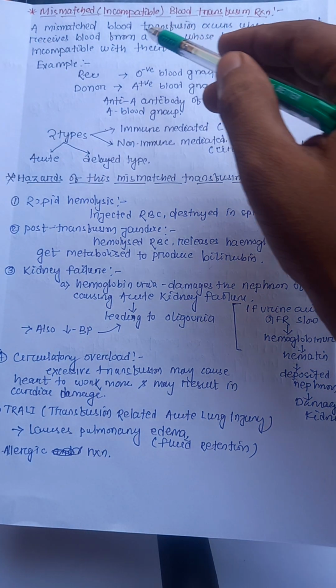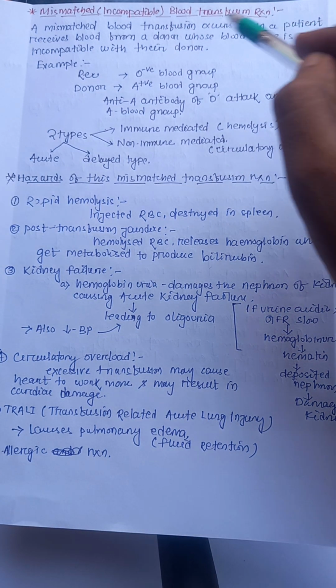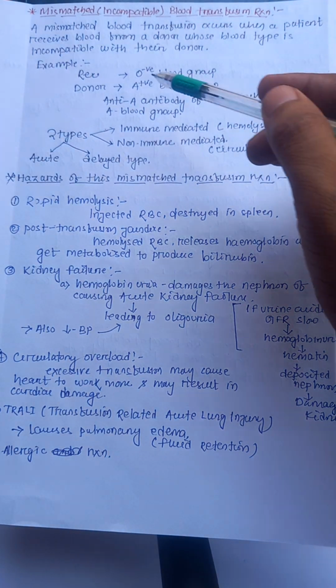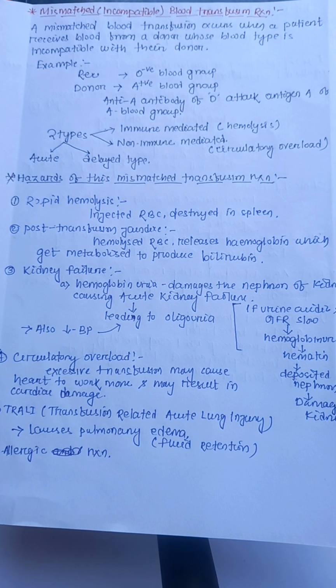Okay, a mismatched blood transfusion occurs when a patient receives blood from a donor whose blood type is incompatible with theirs. For example, if the recipient is O negative blood group and the donor is A positive blood group, then the anti-A antibody will attack the donor's red blood cells. Like this: immune mediated, non-immune mediated, immune mediated hemolysis, circulatory overload, and acute and delayed types.